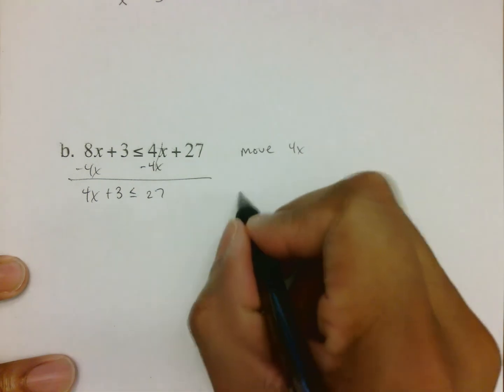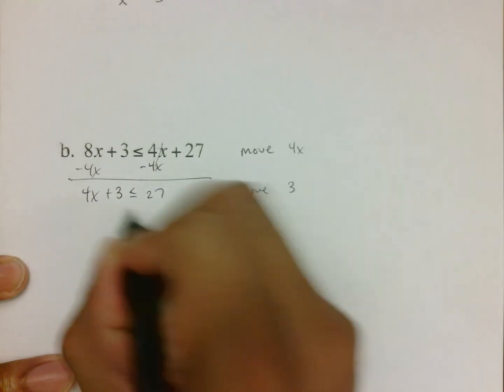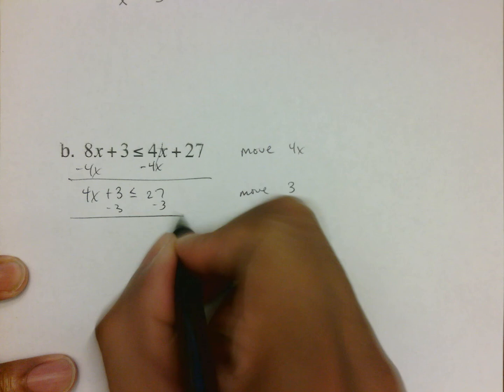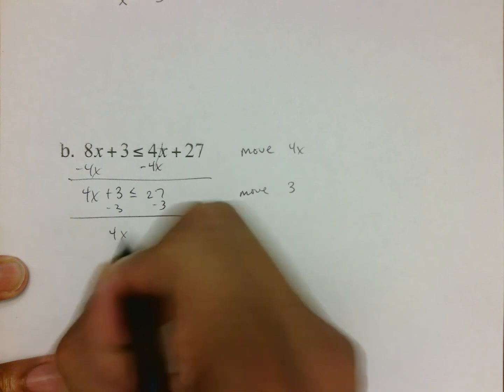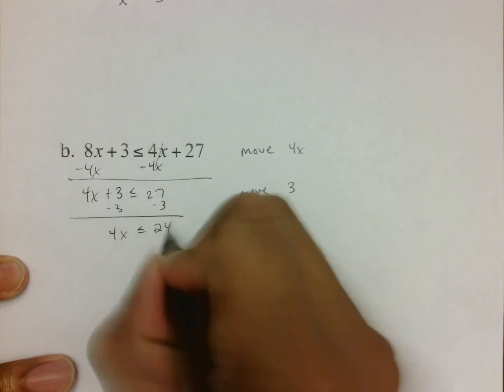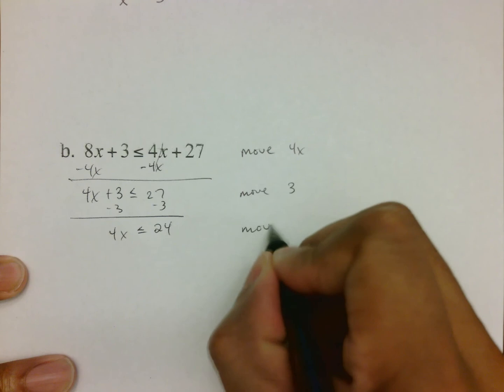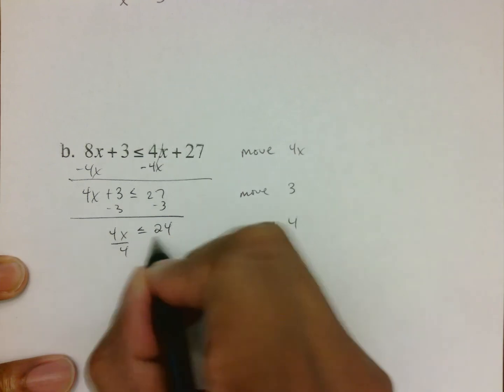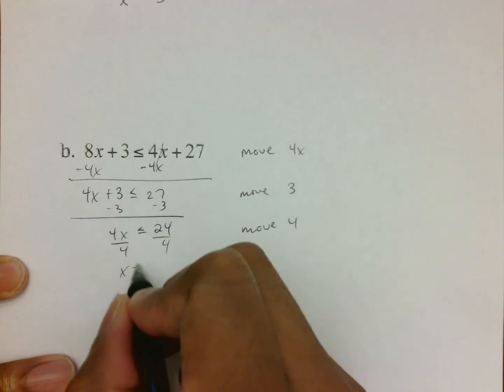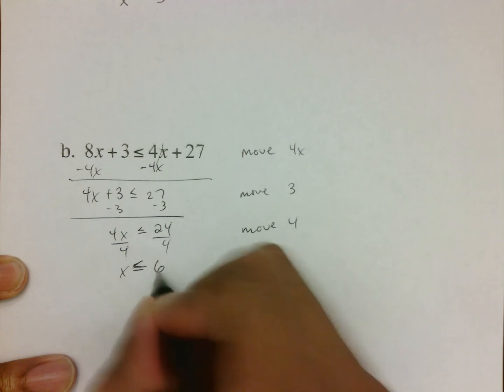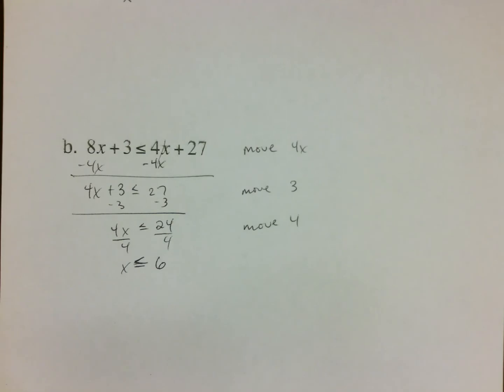Now we are going to move the 3. By subtracting 3. Again, notice how moving has no problems with what's going on. That is 24. Then we're going to move the 4 by dividing by 4. And you get x is less than or equal to 6. Once again, notice no problems, no issues, nothing's happening.